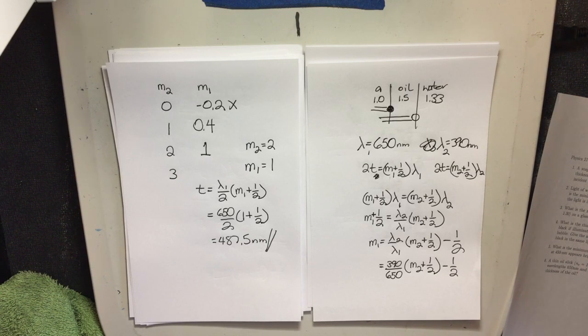Once again, this is physics, not math. I don't care. All I know is that if it's m plus 1/2, the possible solutions are 0, 1, 2, etc. If it's m, then it has to be 1, 2, 3, etc.